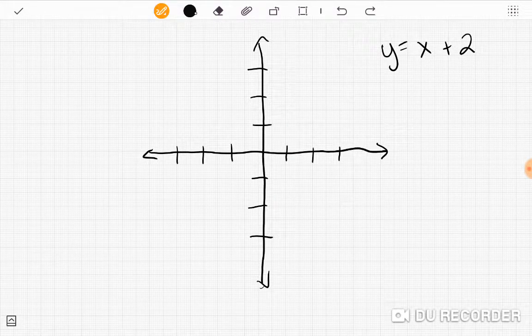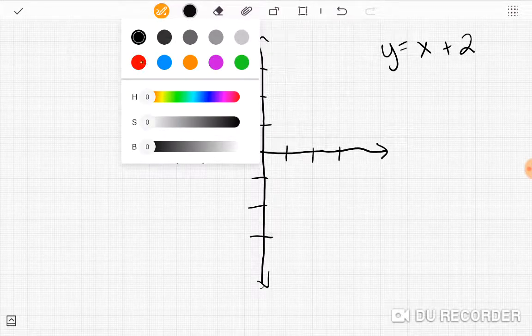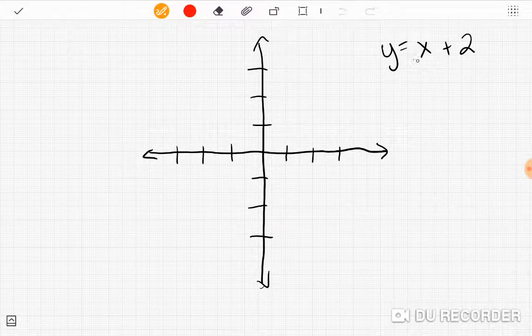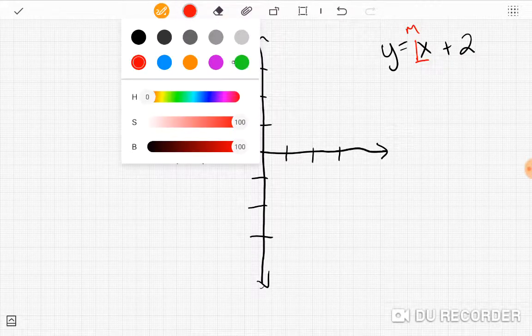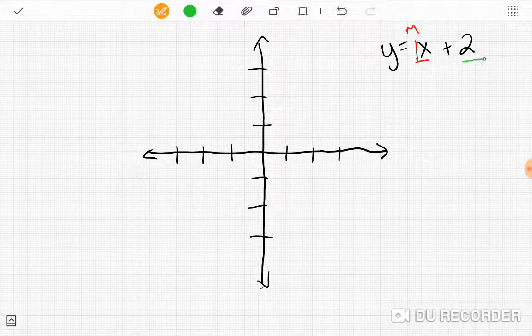So right away we should know that in slope-intercept form we have our slope, which is 1, right? That's our m. And then we have our 2, which is our y-intercept, right? Y equals mx plus b. So we should be able to graph, okay, so our y-intercept is 2. That's easy. In slope-intercept form, they make the y-intercept extremely easy because it's part of the equation.